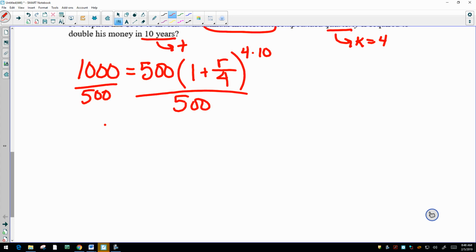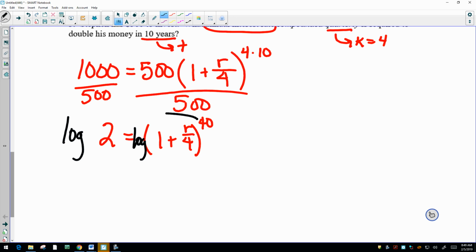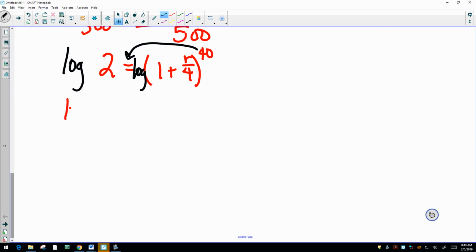Okay, so on our left-hand side, we get 2. We still have 1 plus r over 4, and I can't really do anything with that, and it's raised to the 40. So just like we've done before, we can introduce a log because I want to bring this exponent down in front. You could do log, you could do natural log, as long as it's consistent on each side. And so now we have something that looks like log of 2 equals 40 log of (1 plus r over 4).